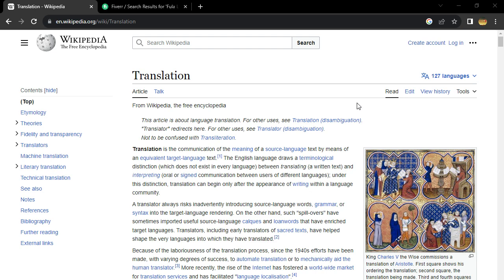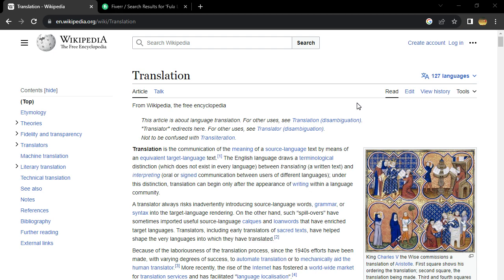So in this video we are going to talk about how you can earn by translating the Romanian language on Fiverr. First of all, we'll understand the word translation, and then we'll move forward to other topics like language and earning. So let's read this paragraph for information about the translation word and try to understand it.